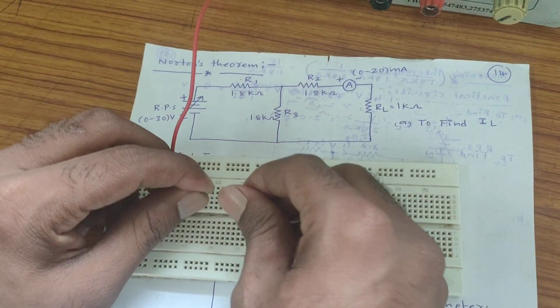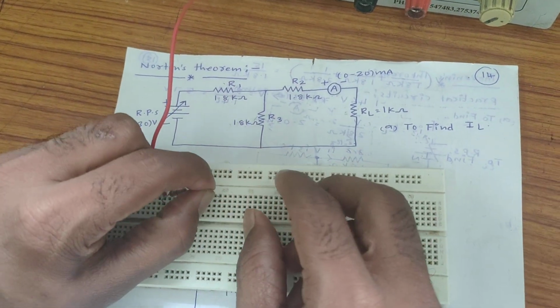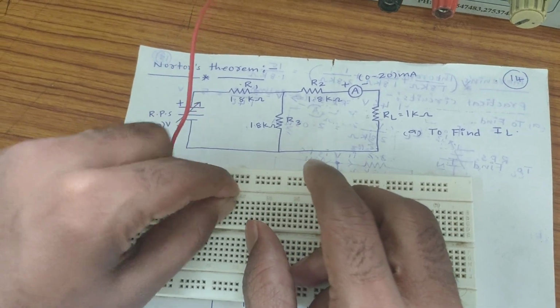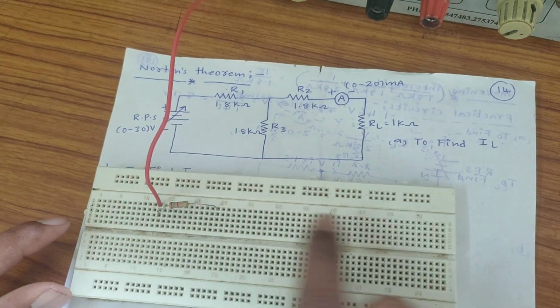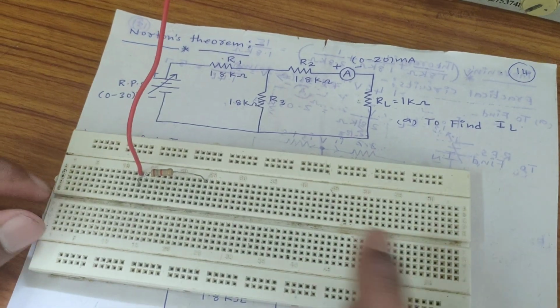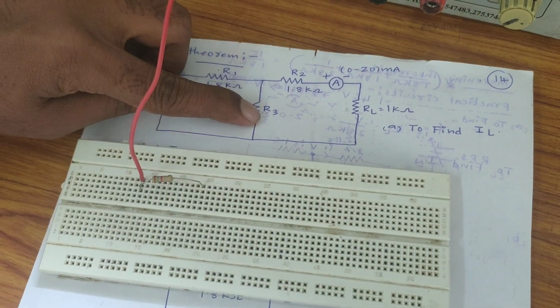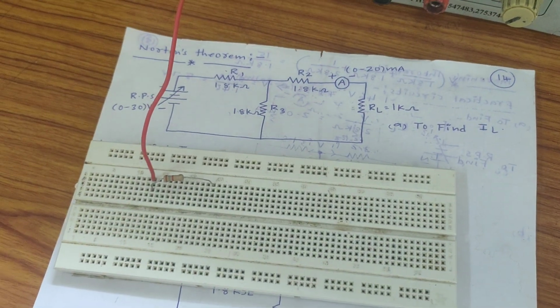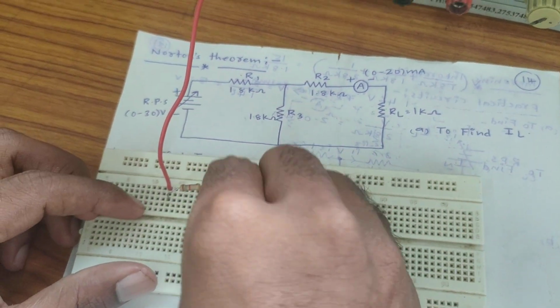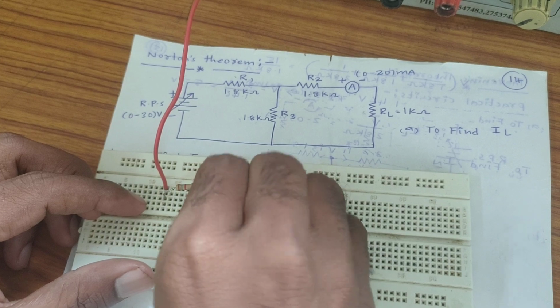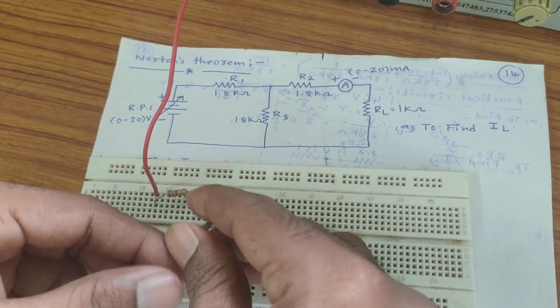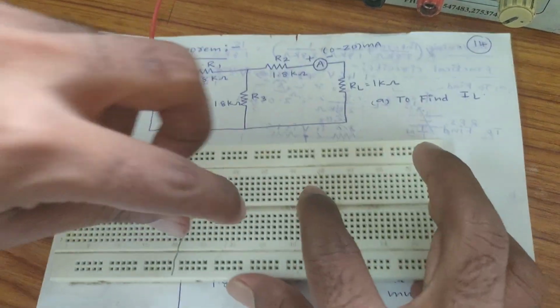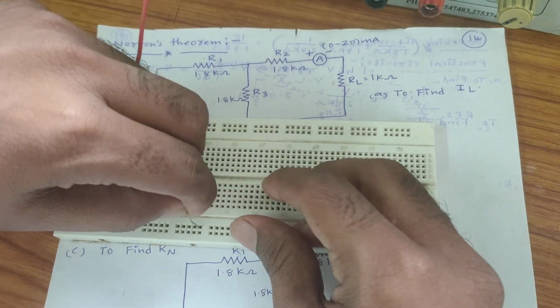Next, this 1.8 kilo ohm resistor ending point is connected at another different point. Different points will be connected in horizontal lines. At this point another 1.8 kilo ohm resistor is connected. Now this 1.8 kilo ohm resistor is connected to ground.